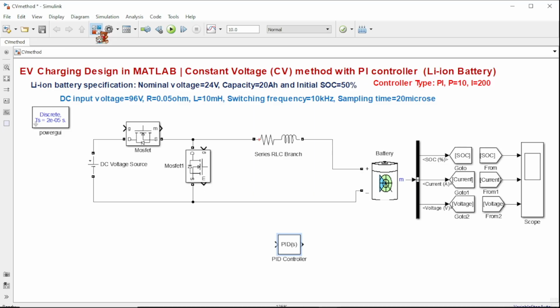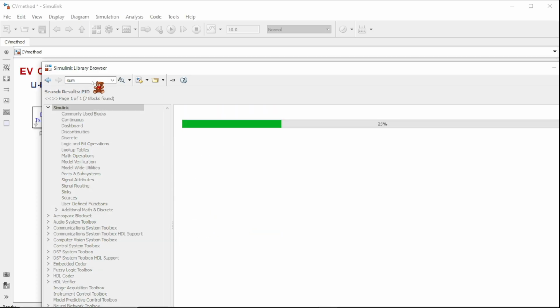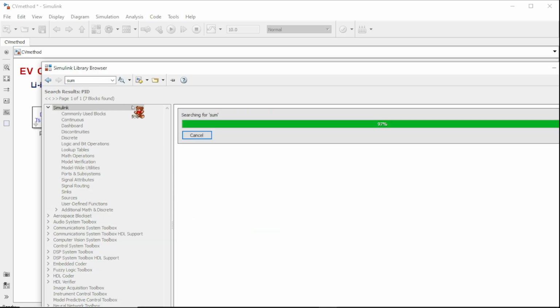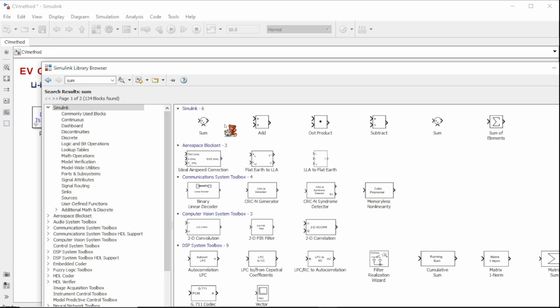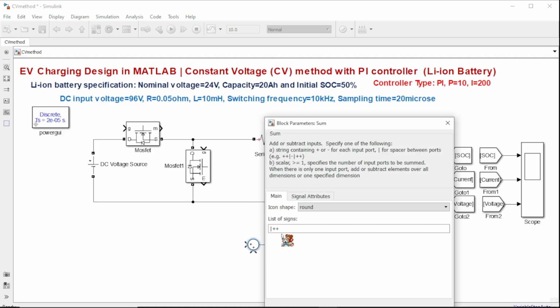To compare the 2 voltages, we required sum block. Just sum, just wait. So here you can see sum block is there. Okay, so I have to compare. So that's one is the positive and second one is the negative.